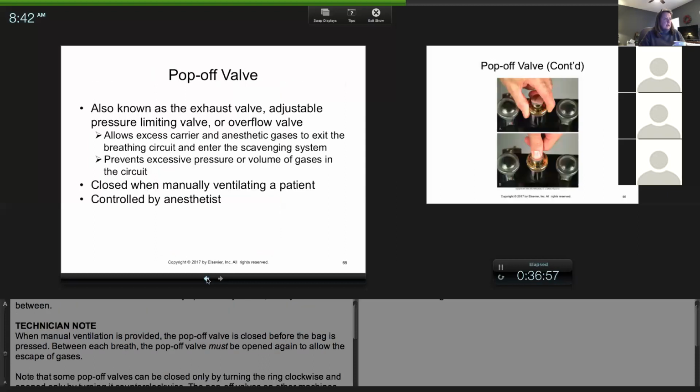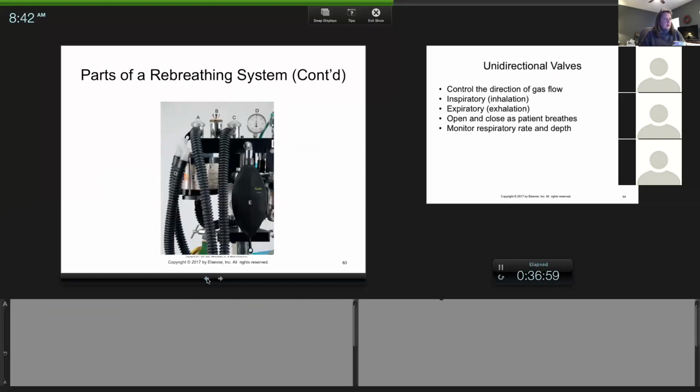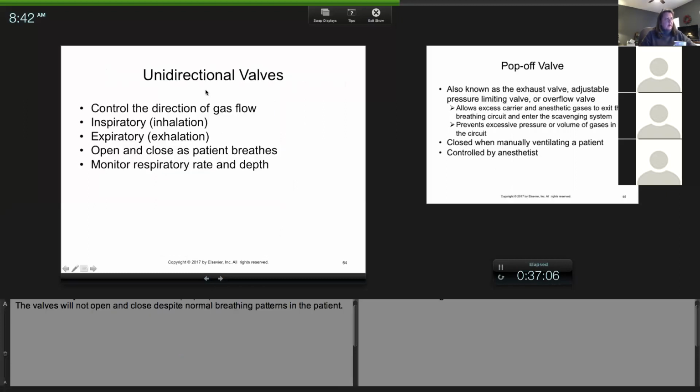Let me talk about one part and then I'll go back to the types of breathing systems. The unidirectional valves are very important. They're called unidirectional valves. One is called the inspiratory valve and one is called the expiratory valve.